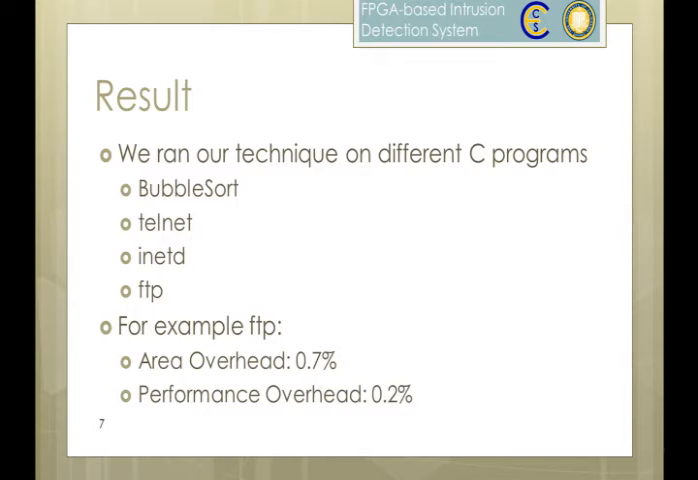Our benchmarks are well-known C programs such as BubbleSort, Telnet, INetD, and FTP. We measure the area and performance overheads imposed by our technique on the existing system. As an example, in the case of FTP, we have only 0.7% area overhead and 0.2% performance overhead.